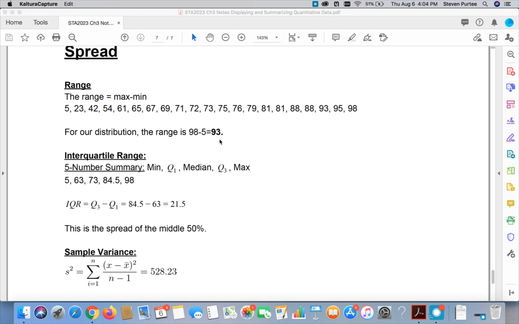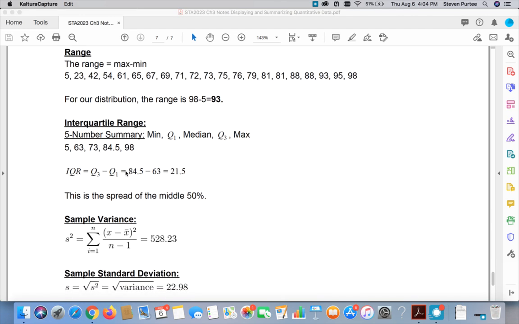Our next measure of spread is how big is that middle 50%. We call that the interquartile range. So watch the other video. We found our quartiles. We got our 5-number summary. The interquartile range, or the IQR, is Q3 minus Q1. We calculated these in the other video. That is an interquartile range of 21.5. That's how large that middle 50% is.